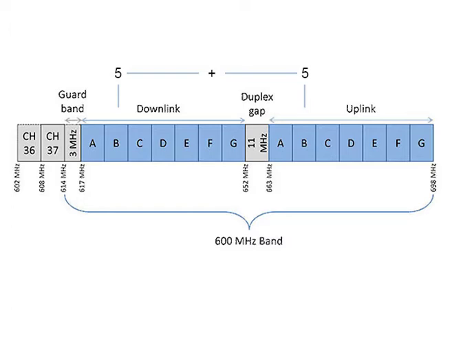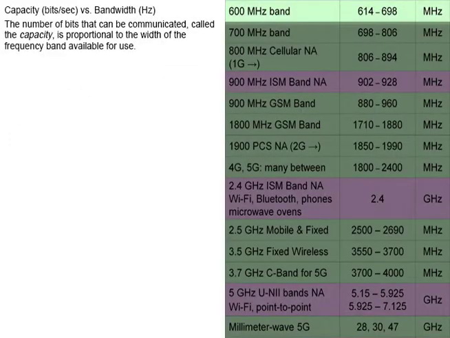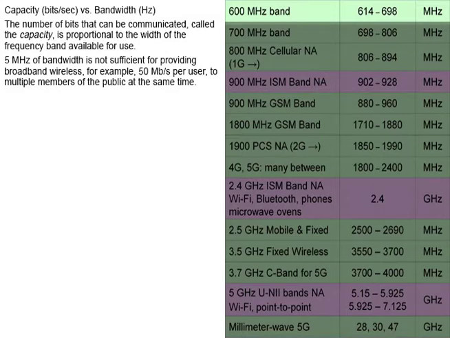5 MHz for the base station for downloading, and 5 MHz for the handsets for uploading. This is abbreviated as 5 plus 5. The number of bits that can be communicated, called the capacity, is proportional to the width of the frequency band that's available for use. 5 MHz of bandwidth is not sufficient for providing broadband wireless, for example 50 megabits per second per user, to multiple members of the public at the same time.